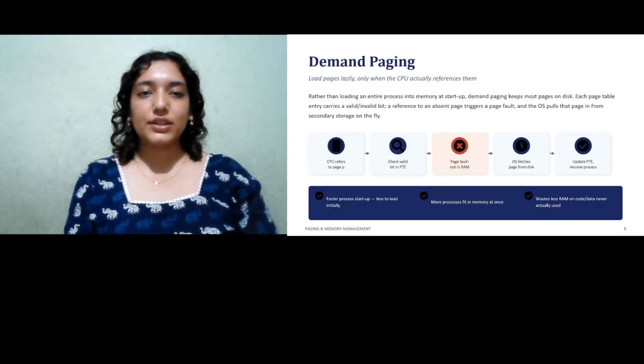अब demand paging भनेको चाहिँ के हो त? Demand paging is about when pages get loaded. Instead of loading an entire process into memory upfront, most pages stay on disk until they are actually needed. Each page table entry has a valid bit. If the CPU references a page that isn't in memory, that triggers a page fault. The OS fetches the page from disk, updates the entry, and the process resumes. The payoff: faster startup times, more processes fitting into memory at once, and no wasted RAM on code or data that's never actually touched.